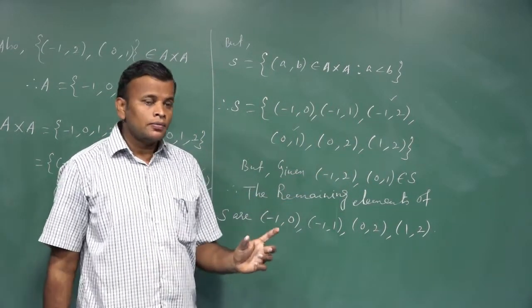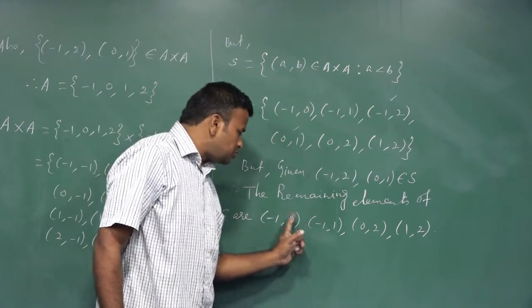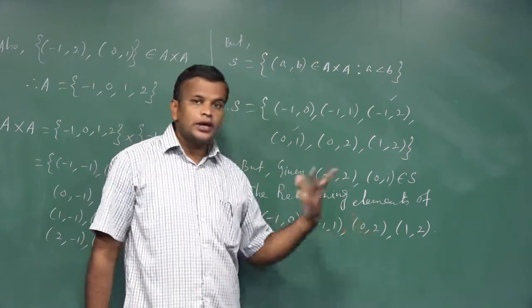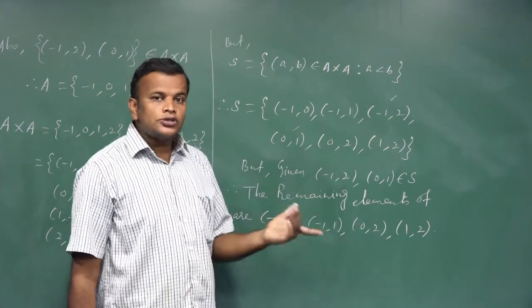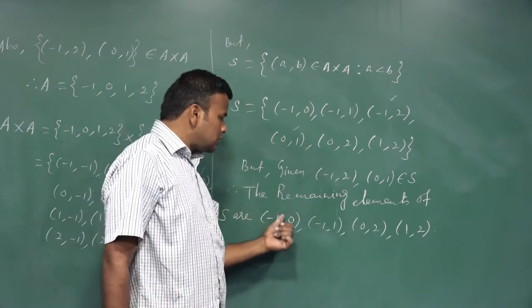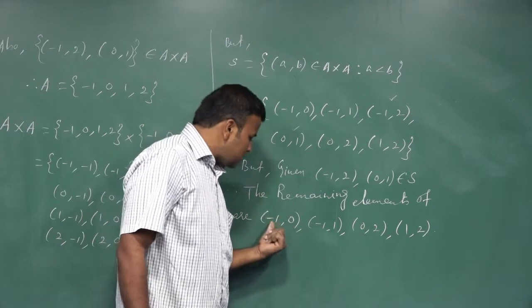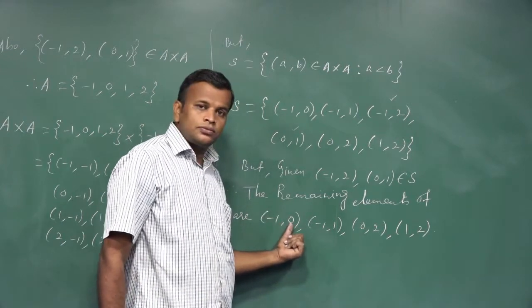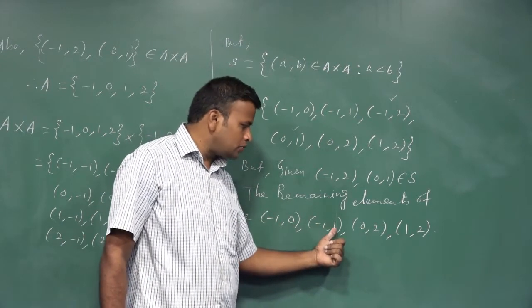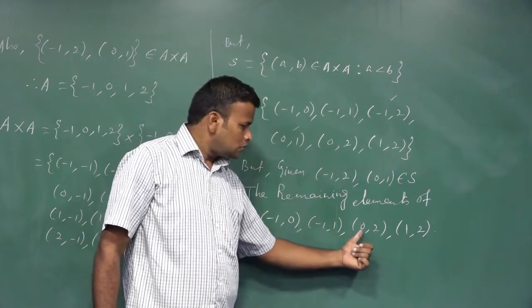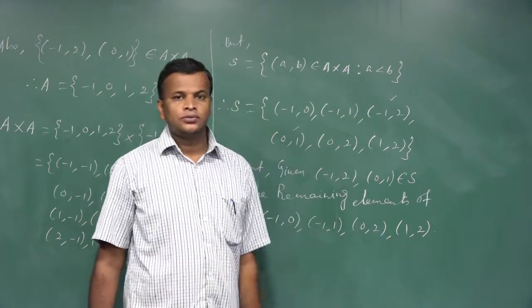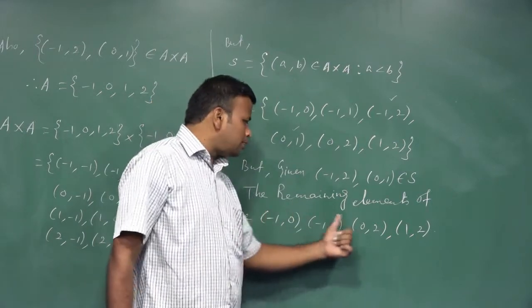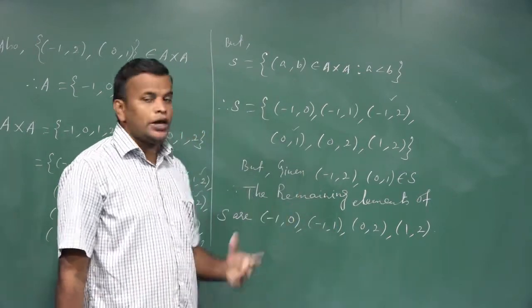We check one more time. S contains all the ordered pairs that lie in A cross A, and also satisfy that the first one is less than the second one. -1 is less than 0. -1 is less than 1. 0 is less than 2. 1 is less than 2. So these four ordered pairs are the remaining elements of S.